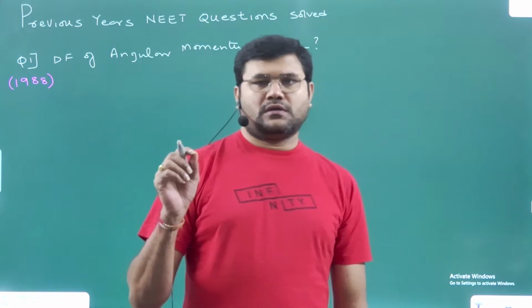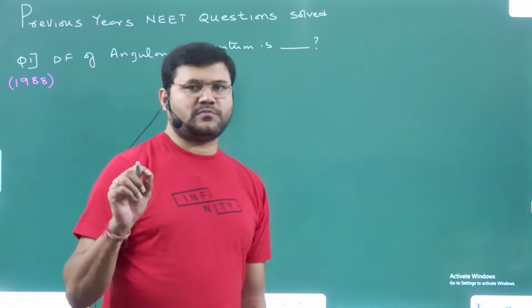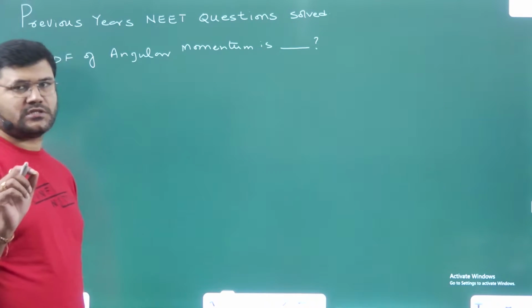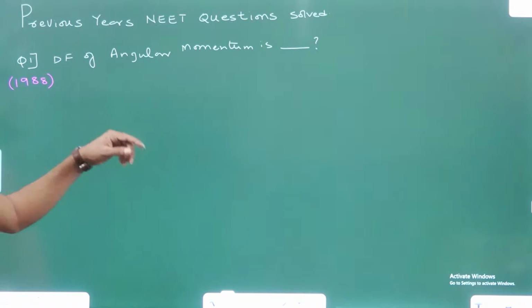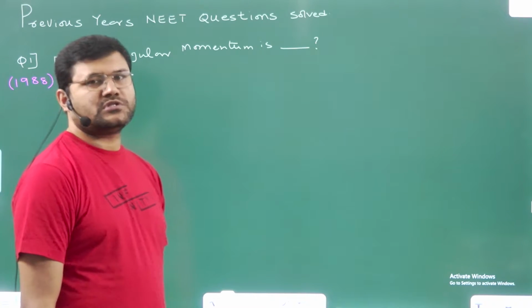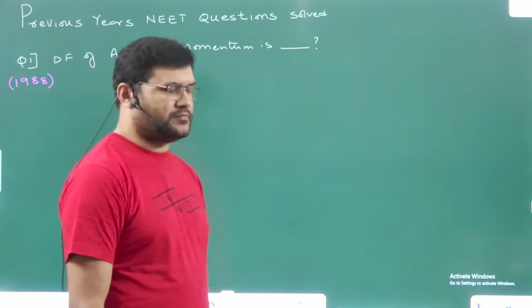It means from the older questions towards the newer questions, I would arrive. And the first question is from 1988. And the question is, dimensional formula of angular momentum is. What is the dimensional formula of angular momentum?